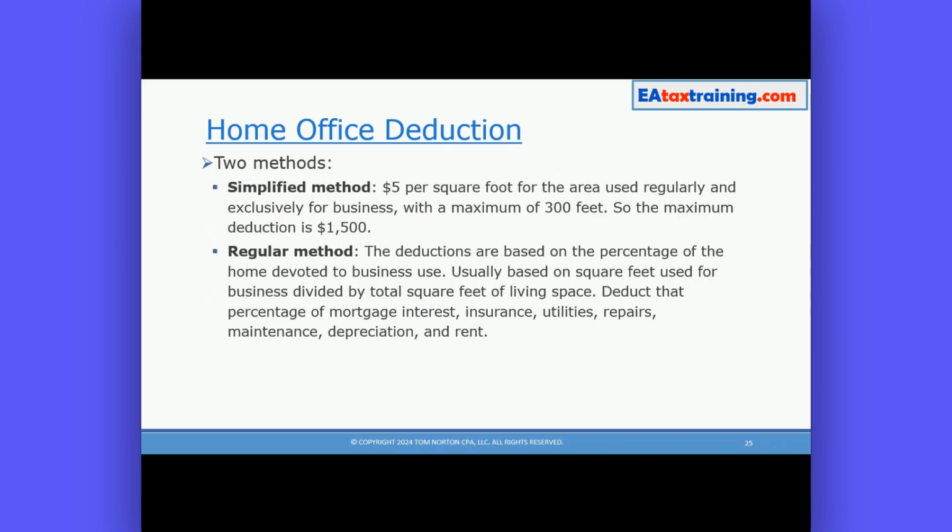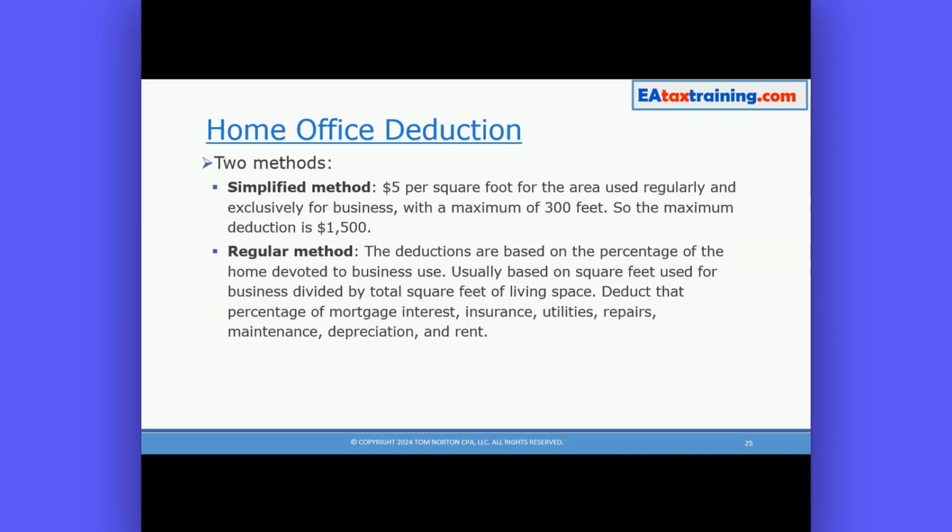So you could take 10% of your mortgage interest. That's your mortgage payment, your mortgage interest, of your homeowner's insurance, of your utilities, repairs, maintenance, depreciation, and rent. So if you don't own but you rent, then you could take, in our example, 10% of your rent.